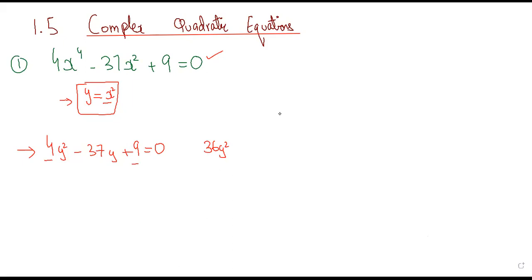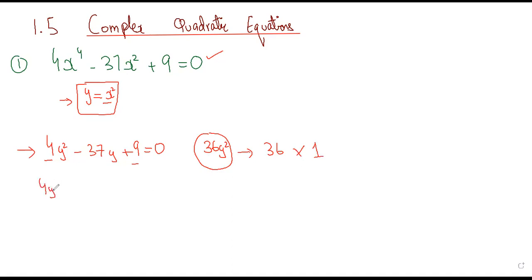So I got one answer, and that answer is correct. Very well done, Saad. Excellent. Okay, very good job. 36y squared is what I would get by multiplying 4y squared and 9. So the two factors could be 36 and 1.